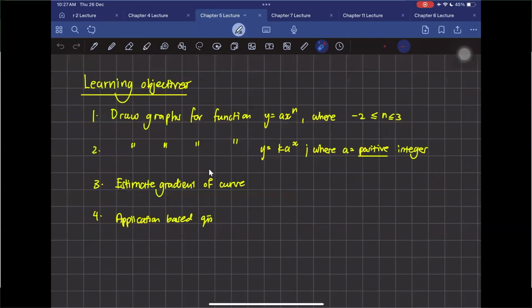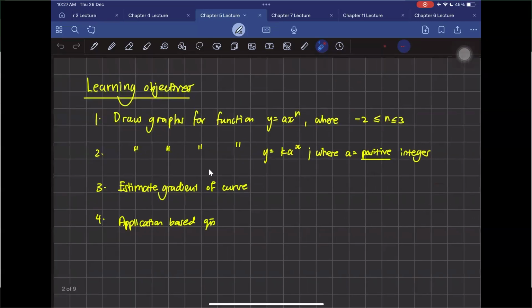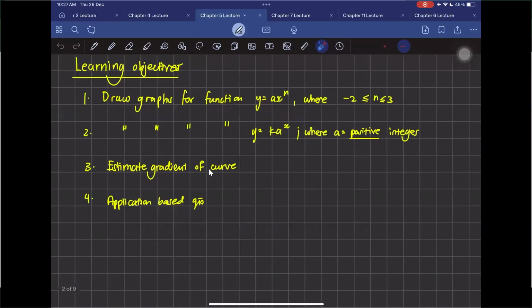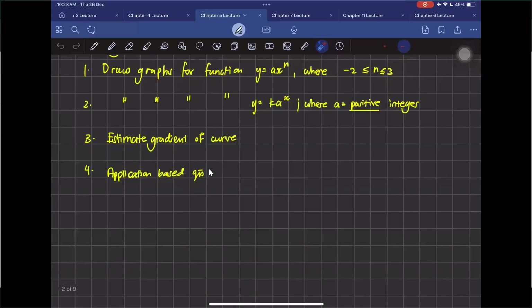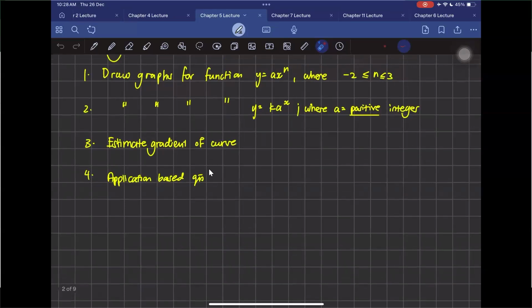And then another type of graph that you need to know is how to draw a graph which goes y equals k a to the power of x. So in this case, it's not x to the power of something, but over here it is a to the power of x. So x in this case is your power. Then the third point is to estimate the gradient of the curve, which is fairly simple. And lastly, it is application-based questions.